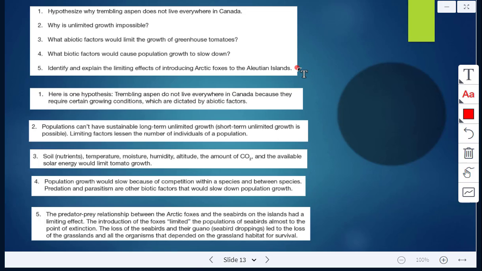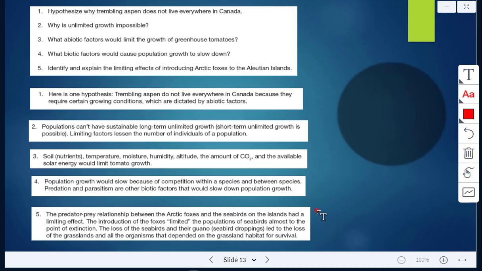Question 5, identify and explain the limiting effects of introducing Arctic foxes to the Aleutian Islands. All right, so we're introducing foxes. Because foxes are a predator, there would be a predator-prey relationship between the Arctic foxes and the seabirds on the islands. And that would be the limiting effect. The introduction of the foxes limited the population of seabirds, almost to the point of extinction.